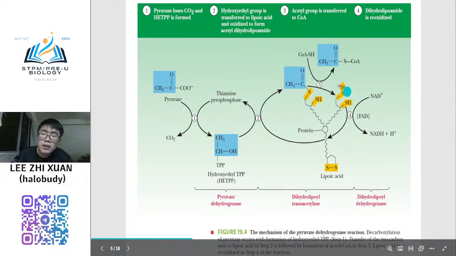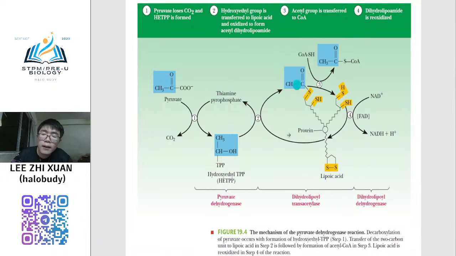This is the structure of lipoic acid. Once this structure combines to form this structure, later the acetyl group is transferred to CoA. So this one is the acetyl group.